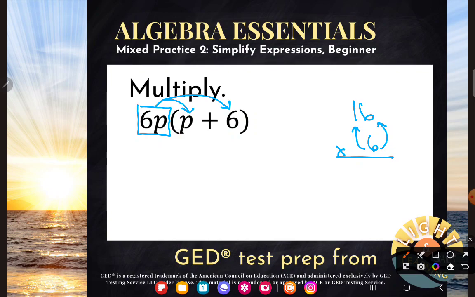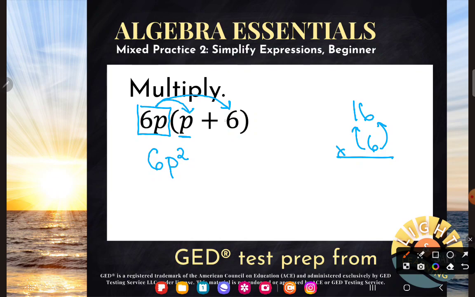So let's start with 6p times that first term, p. Of course, there's only one coefficient, one number out front, and so we'll write that 6. And then remember, p times p, we have more than one p multiplying here. We use exponents for repeated multiplication, or when you have the same factor, repeated factors. So 2 p's multiplying is p squared.